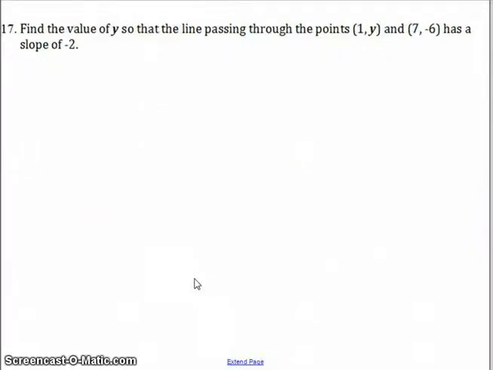17, I'm supposed to find the value of y. This is one of the hardest ones. So actually what I'm going to do at this point is stop the video and make a separate one just to make sure that everybody has enough time to understand this, which is one of the most difficult questions on the quiz.